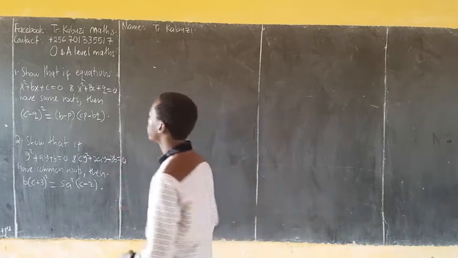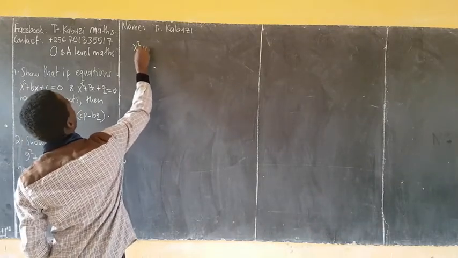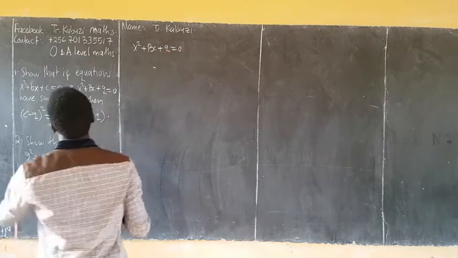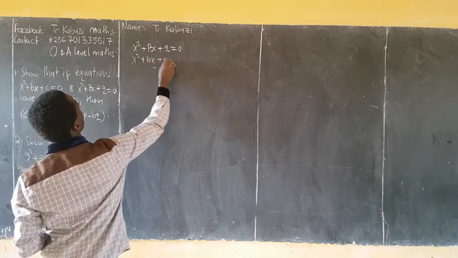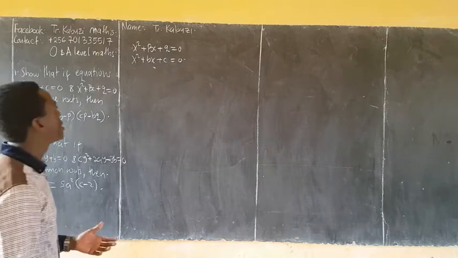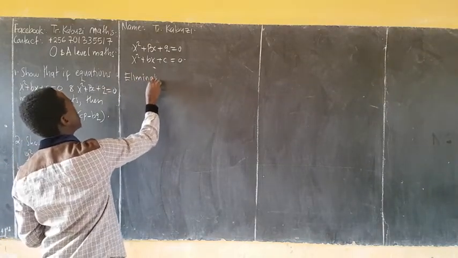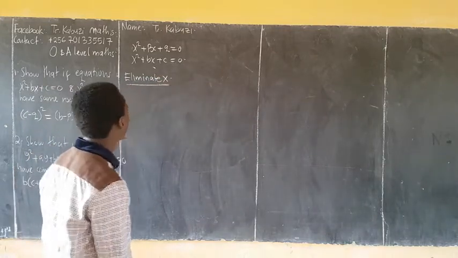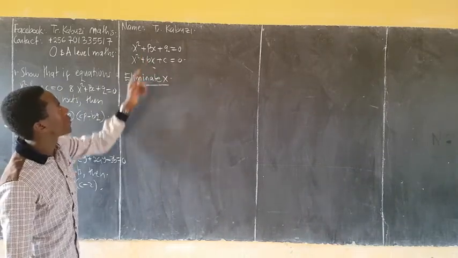Now, how we handle these ones is that what I have is x squared plus px plus q equal to 0 and x squared plus bx plus c equal to 0. Now, how I handle this is, the idea is, you first eliminate x, then you also eliminate x squared. How do we eliminate x? To eliminate x, we need these coefficients to be the same.